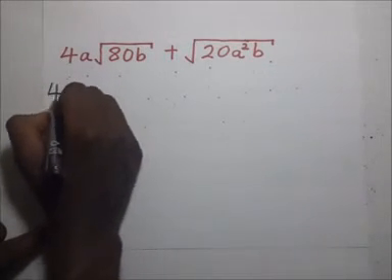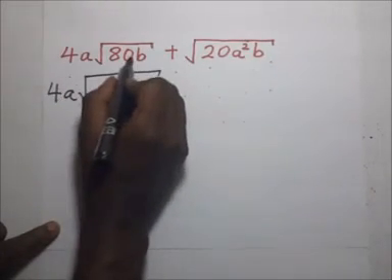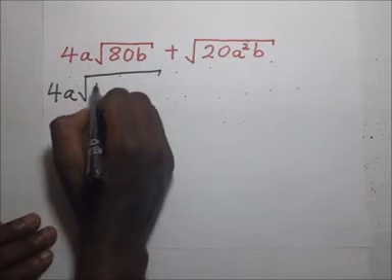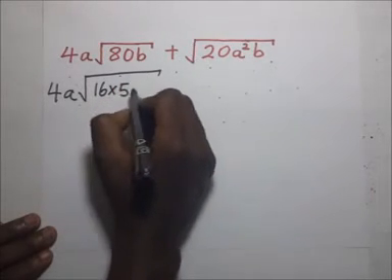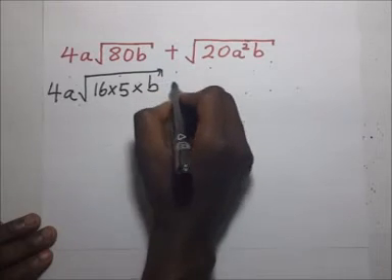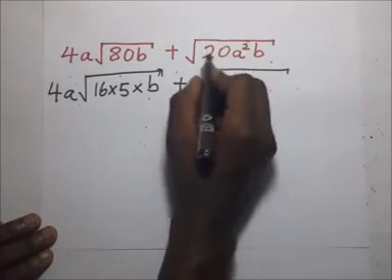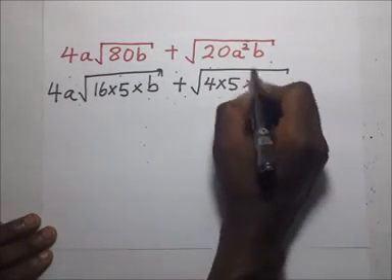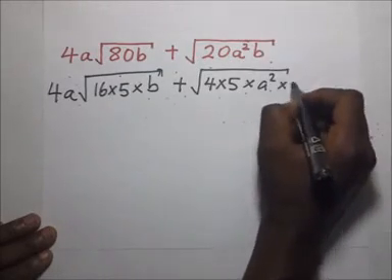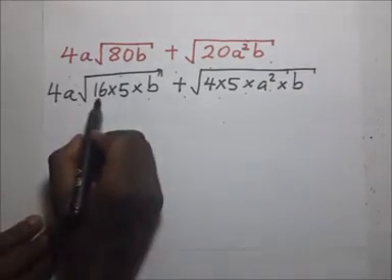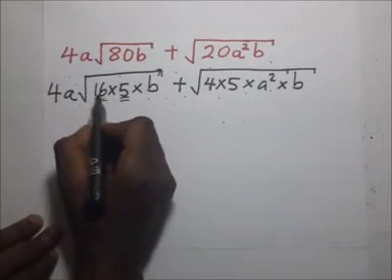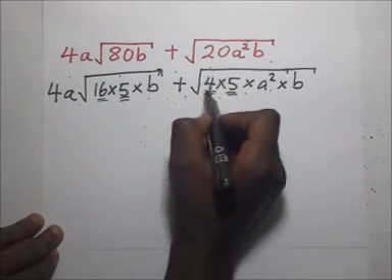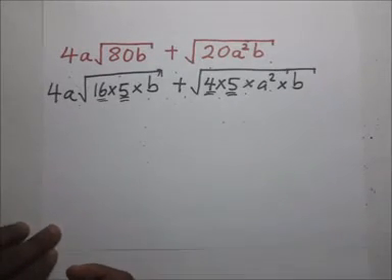So this is going to become 4a into, now 80b is the same as 16 times 5 times b. Then this is plus, now the 20 here, 20 is the same as 4 times 5, then times a squared times b. You realize that of the numbers we've chosen here, 16 and 5, 16 is a perfect square, so we can easily find the square root of this, which is 4. Even here, 4 times 5, 4 is a perfect square. So we only choose factors where one of them is a perfect square.